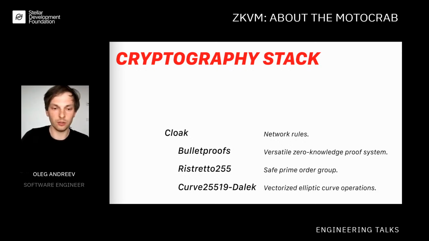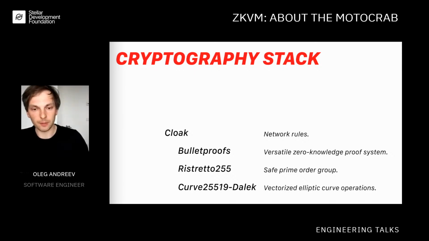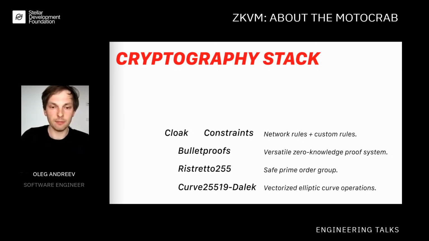And we use the bulletproofs in two ways. In one way, it's the cloak protocol that enforces the network rules that mean that you cannot duplicate money. And at the same time, it allows you to do on-the-fly custom constraints.